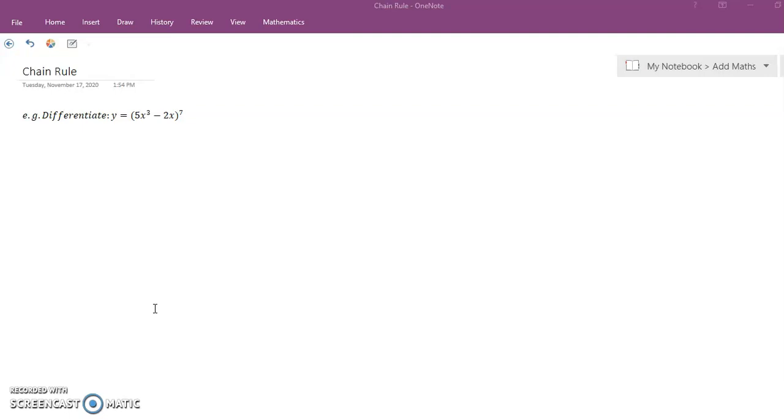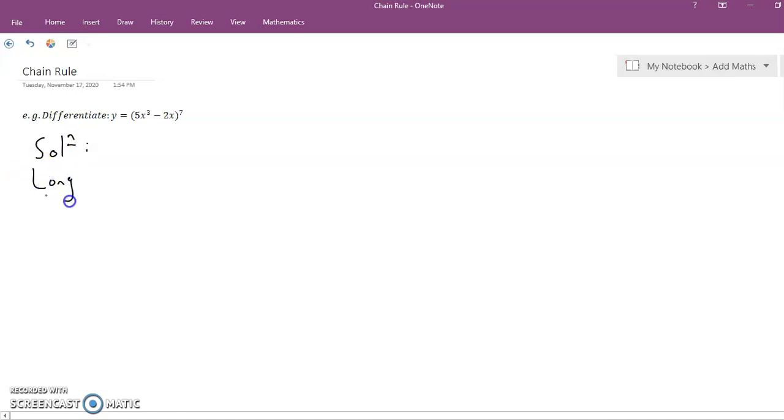So the long method is what we call the substitution method. So you start off with that first is the long method. So our solution, right? Solution. Alright, so this is the long method here. When we write it down, y is equal to 5x cubed minus 2x all to the power of 7.